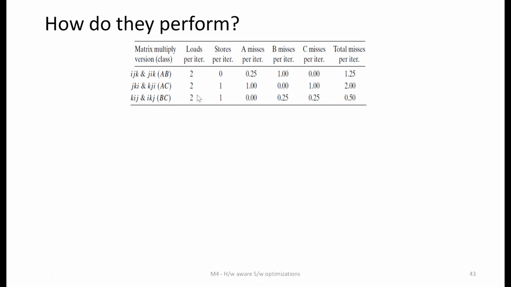KIJ and IKJ, we would load two elements for the innermost iteration and we would store one element in the C matrix. So here B and C experience 25% of their accesses as misses. Now if we look at the overall miss rate, out of the three accesses, we would have 1.25 misses. Here two of the accesses would be misses, and here out of the three accesses only 0.5 of them would be a miss.